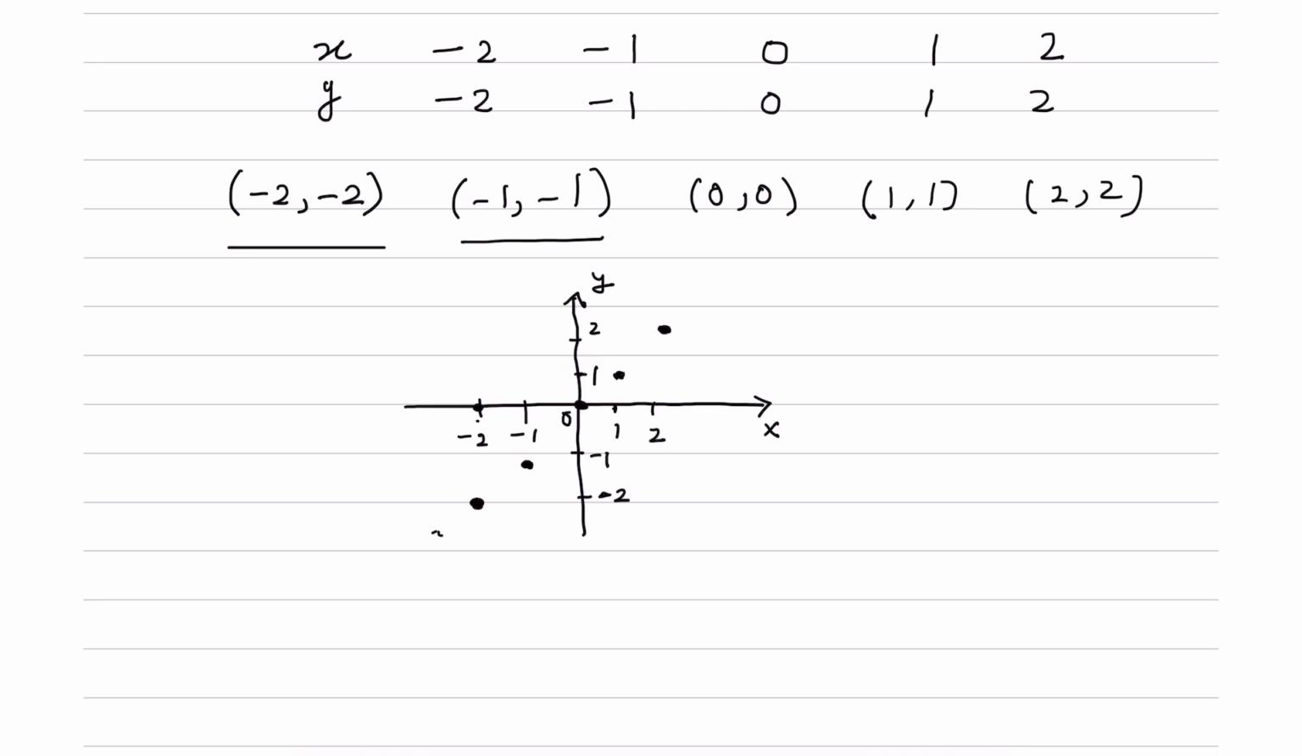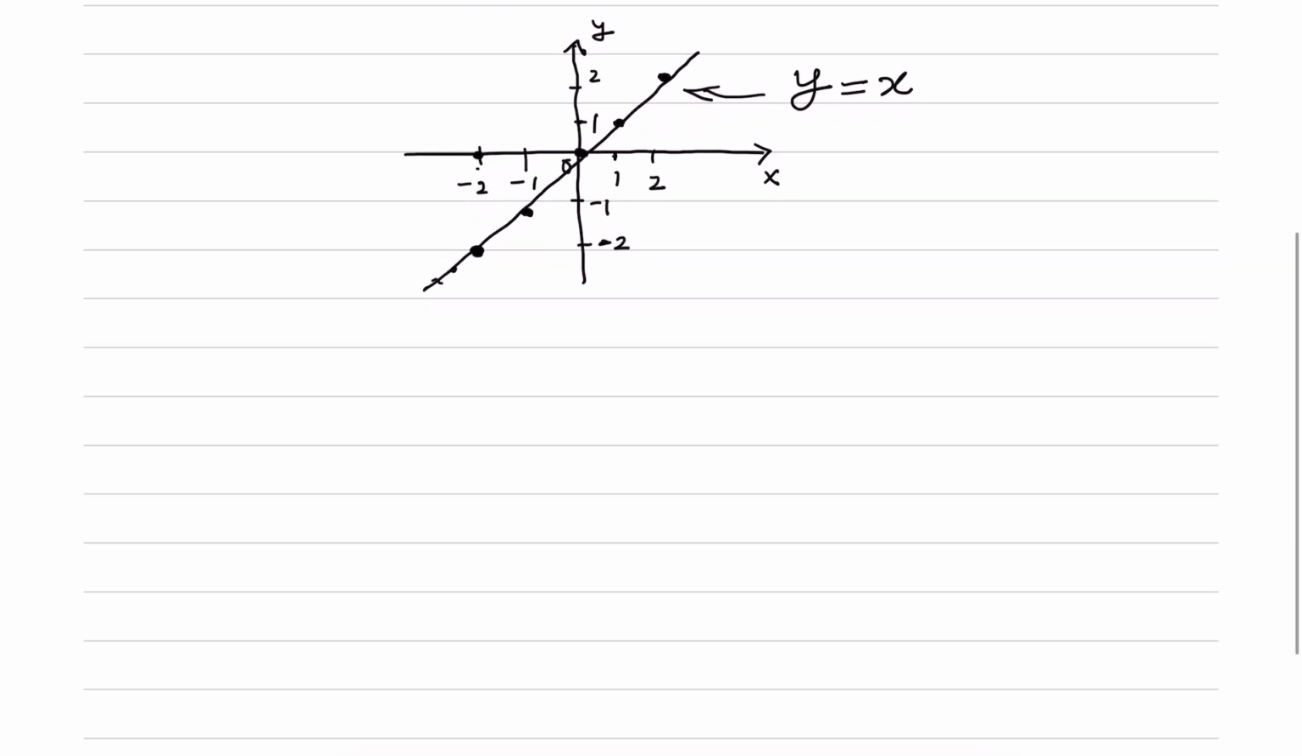When we join these points, we get a straight line. So this plot, this straight line, is the graph of this relation or function y equal to x, which is a straight line. And of course, this straight line is extended both ways. Let's look at another example.